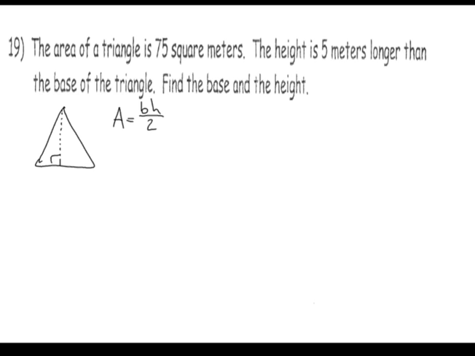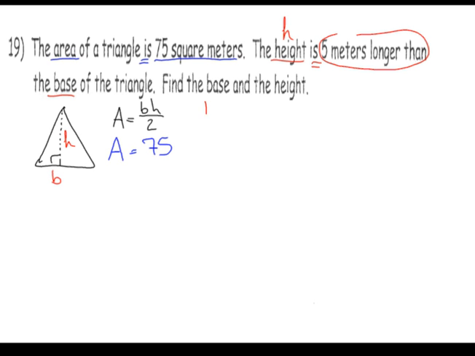They tell me that my capital A, my area is 75 square meters. So the capital A equals 75. Next, I'm told the height, I'm going to use the letter H, is 5 meters longer than, so that's a plus 5, the base. So I have my base and my height. The height is the base plus 5.